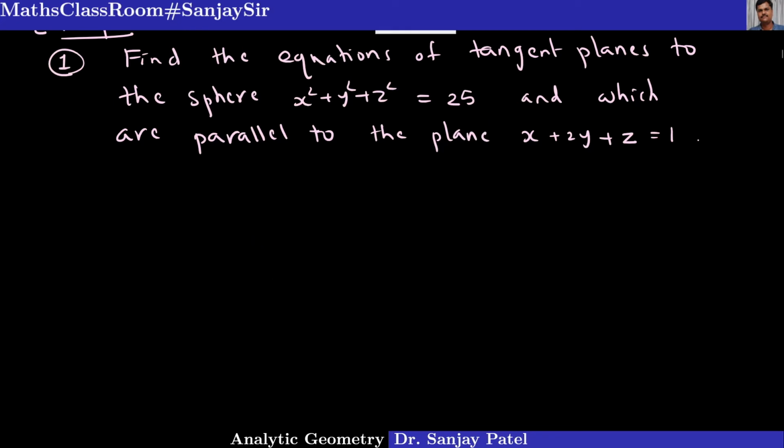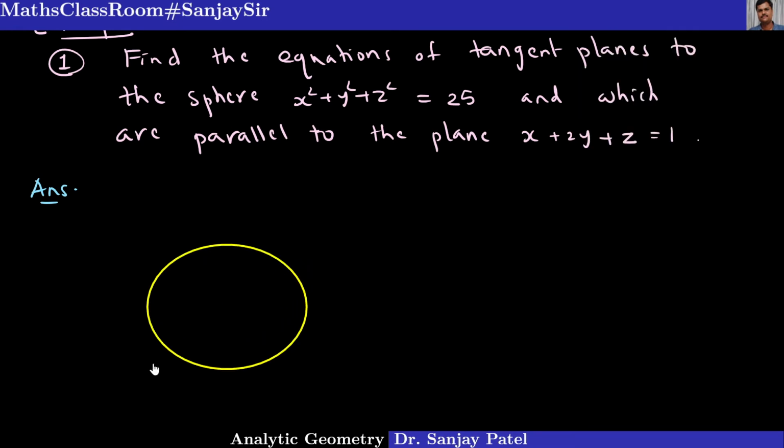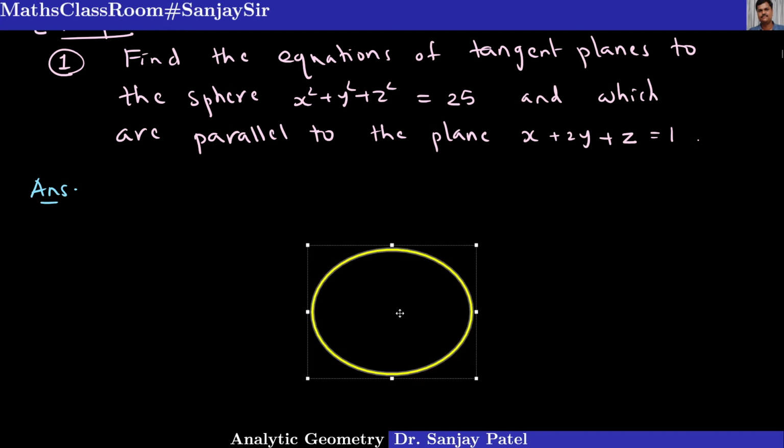So what is given here? A fixed plane is given, x plus 2y plus z is equal to 1, and the sphere is given. So we have a sphere like this. And this sphere has center 0, 0, 0 and the radius is 5. Okay. What is the other thing given? Some plane x plus 2y plus z is equal to 1 is given.